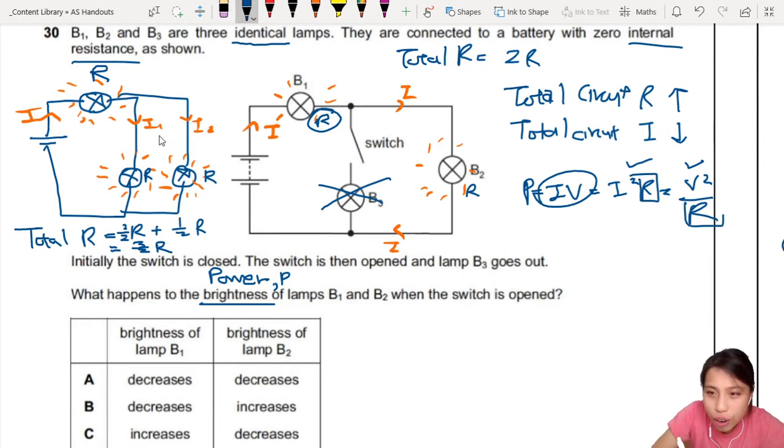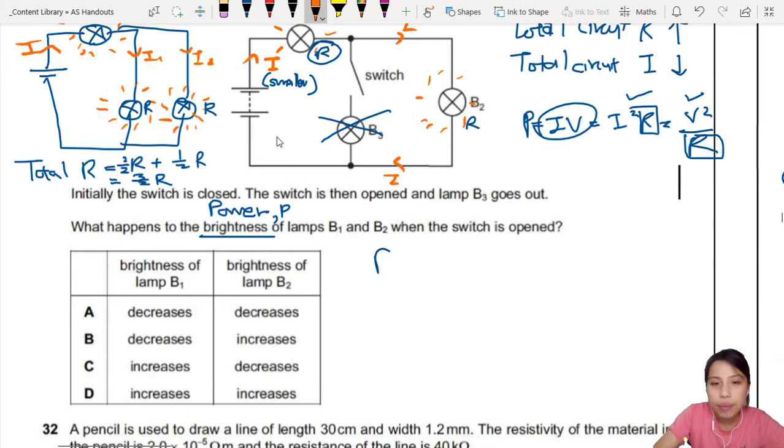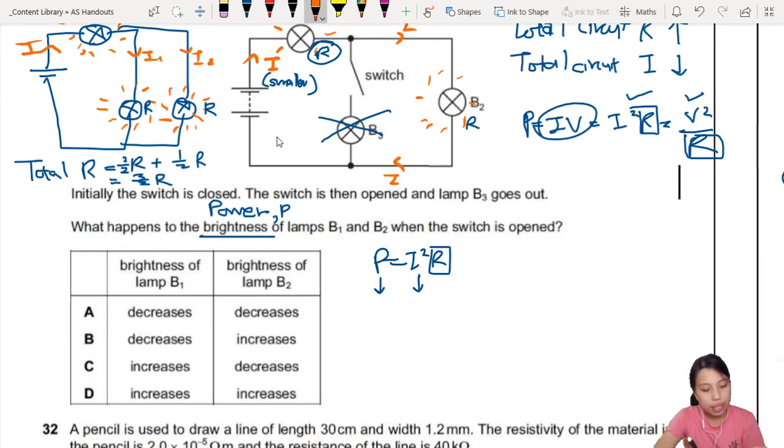Now we need to think about the current through this bulb. We confirm the circuit current goes down. The circuit current is this I going through B1, and it has gone down, so it's smaller than before. Looking at P equals I squared R, I has gone down and R is constant, therefore P also goes down. So for light B1, the brightness decreases.